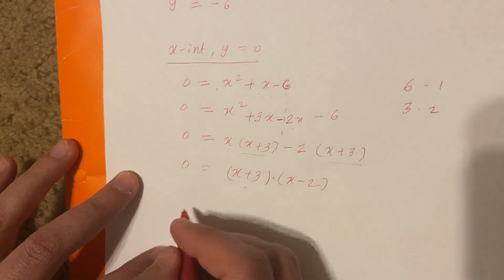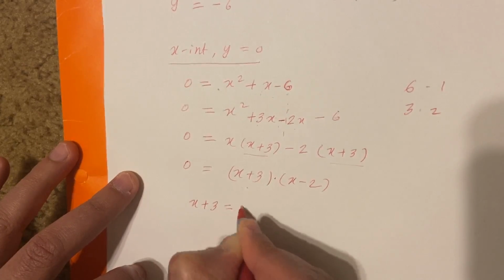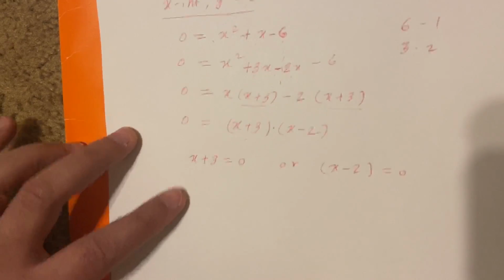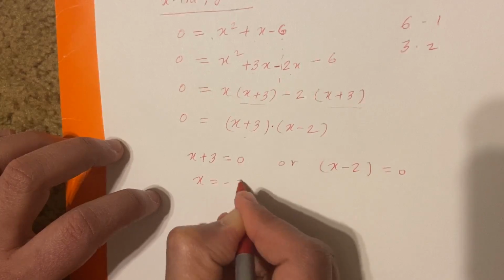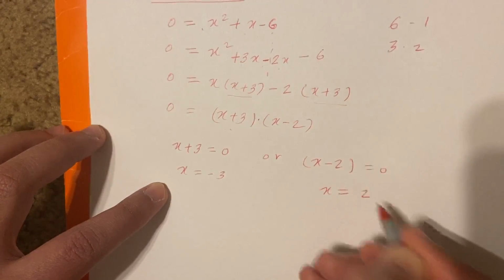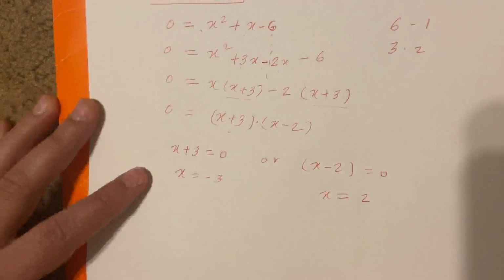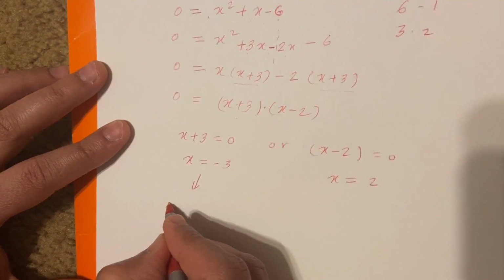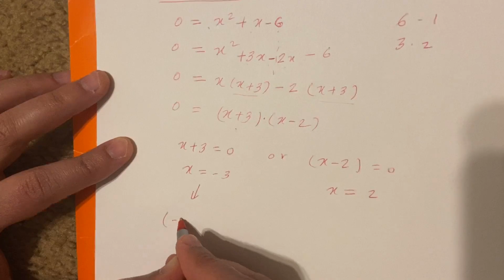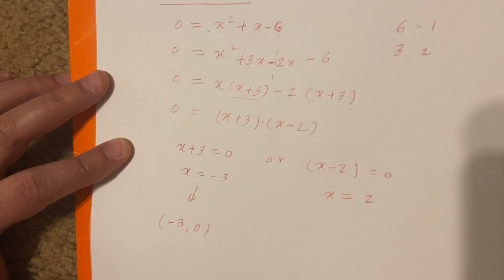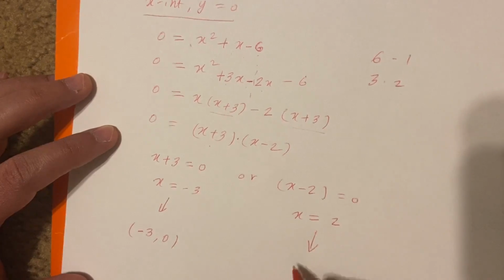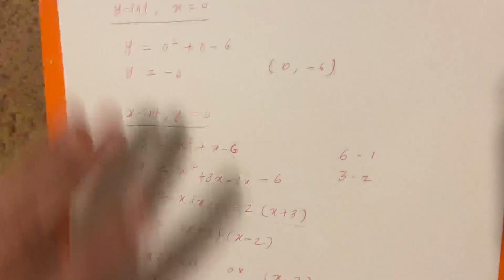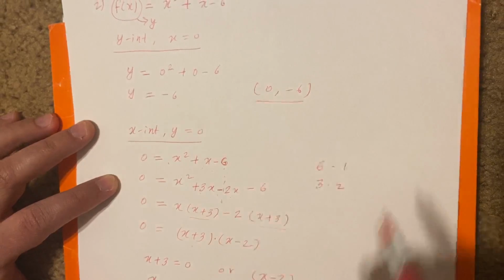So now from here, we get two answers. Either x plus 3 is equal to 0, or x minus 2 is equal to 0. So from here, x is equal to negative 3. From here, x is equal to positive 2, right? And again, since we are trying to find the x-intercept, you need to change this to a point form. So the first one is always x: negative 3, comma 0, because y we said is 0. And for this one, 2, comma 0.